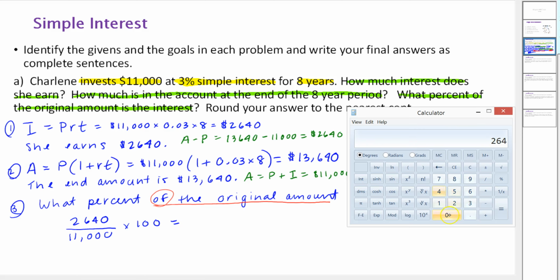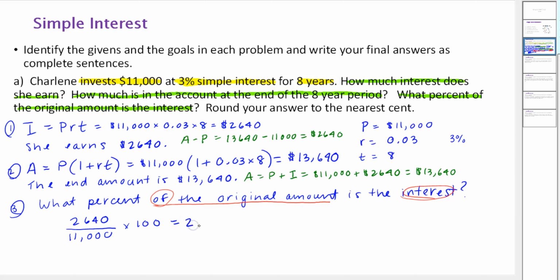So 2,640 divided by 11,000 times 100 equals 24%. Okay. So in the 8 years, we earned 24% interest of our original investment. Okay, so what percent of the original amount is the interest? The interest is 24% of the original amount, or we'll say the original investment.